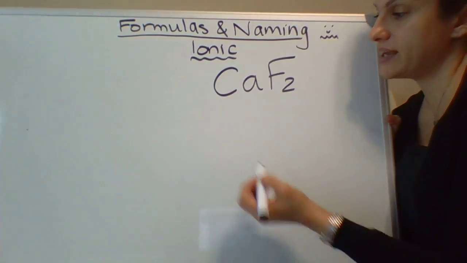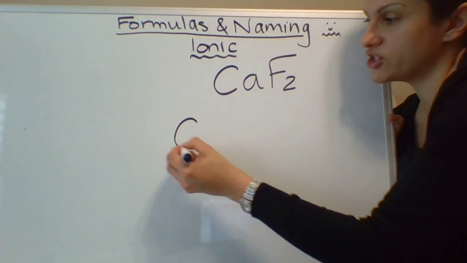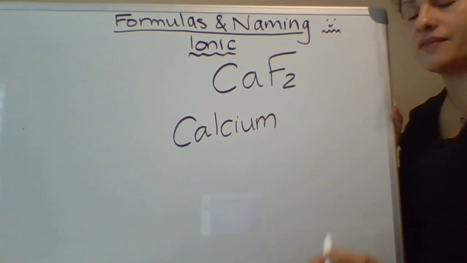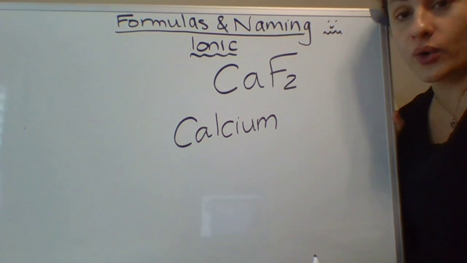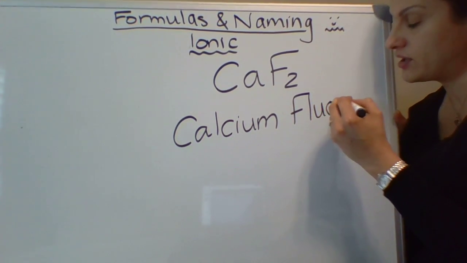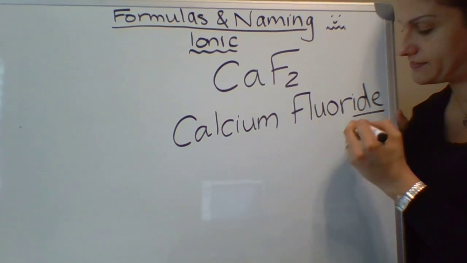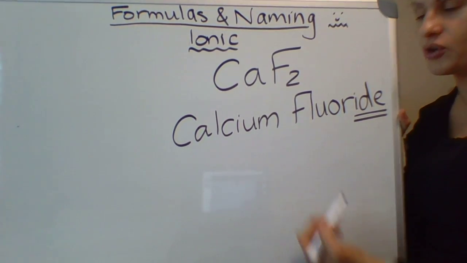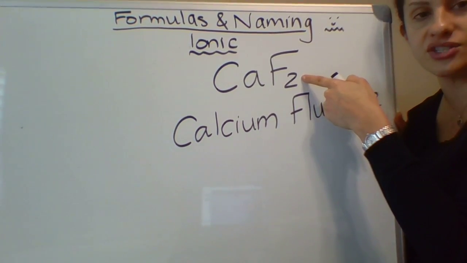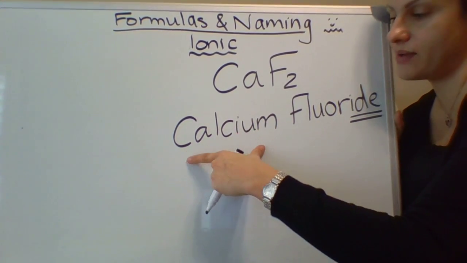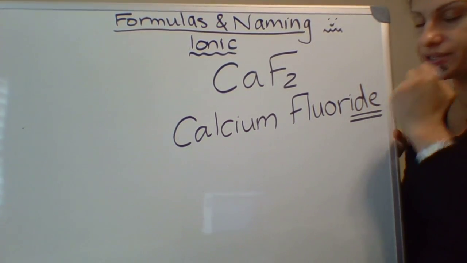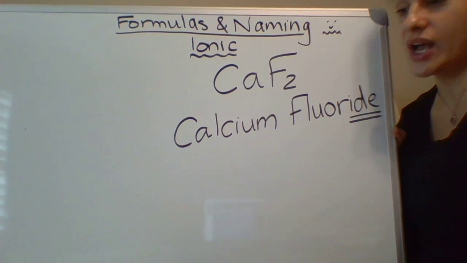Same rule. You take the name of the cation, which is calcium. You then take the name of the anion, which is fluorine, but you don't say fluorine, you will say fluoride. Calcium fluoride. With ionic compounds, you do not need to worry about how many of the anions you have. Okay? You just take the name of the cation plus the name of the anion, but you take the last letters and you change it to "-ide."